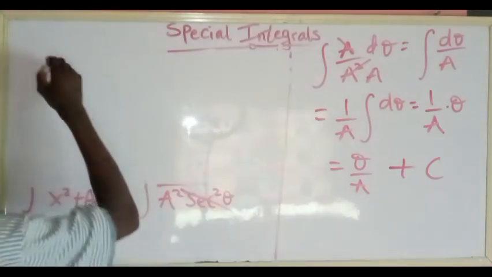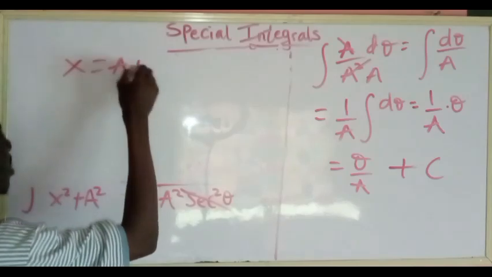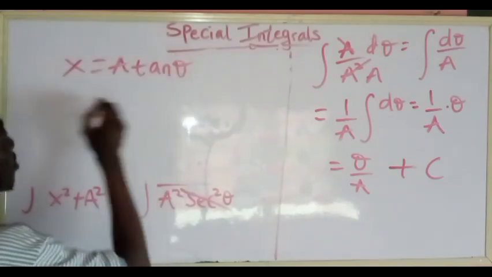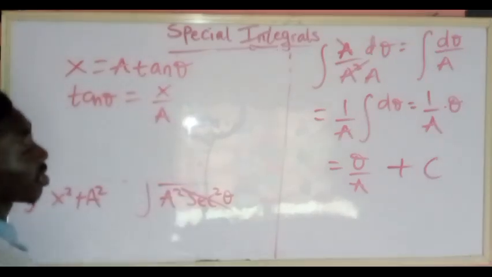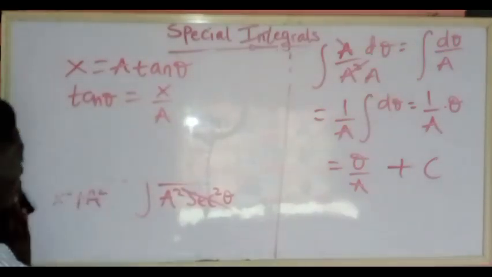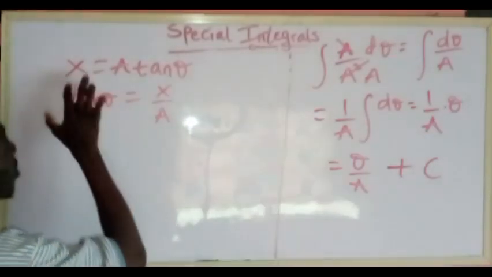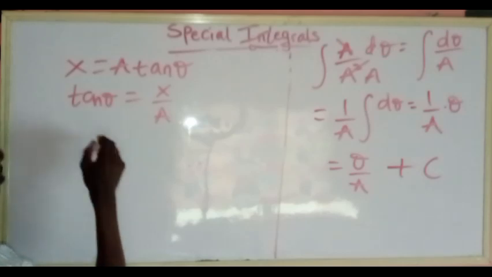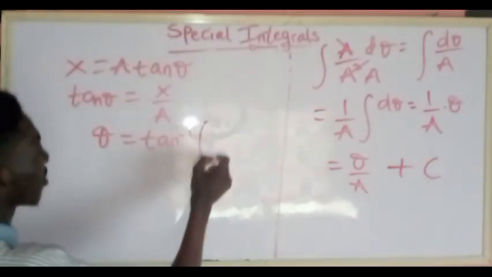Note, I said x is equal to a tan theta. That means tan theta is equal to x over a. So bringing this here, that's x over a. That means my theta will be tan inverse, taking the tan over here, x over a.